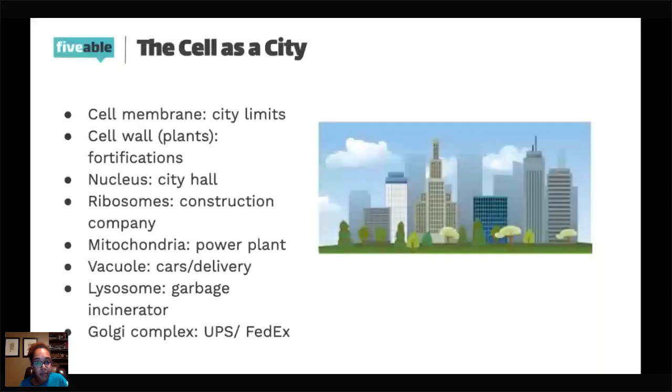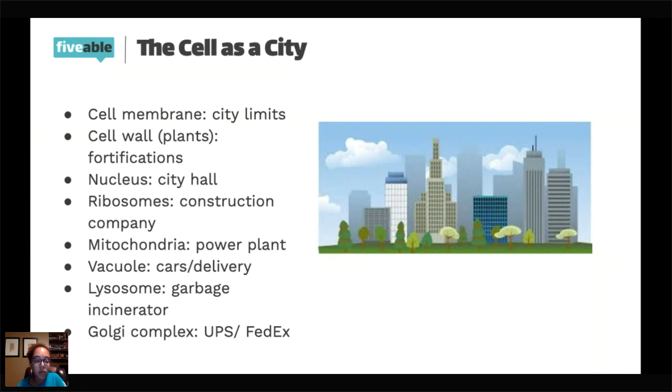So you have the cell membrane as the city limits again. You have the cell wall, which is again only in plants or in prokaryotes like bacteria. That is the fortifications, right? Like the wall, the moat, of a town or an ancient city. You have the nucleus, which is City Hall, because it stores all of the information. The information on everyone who lives in the city is all found in the nucleus.